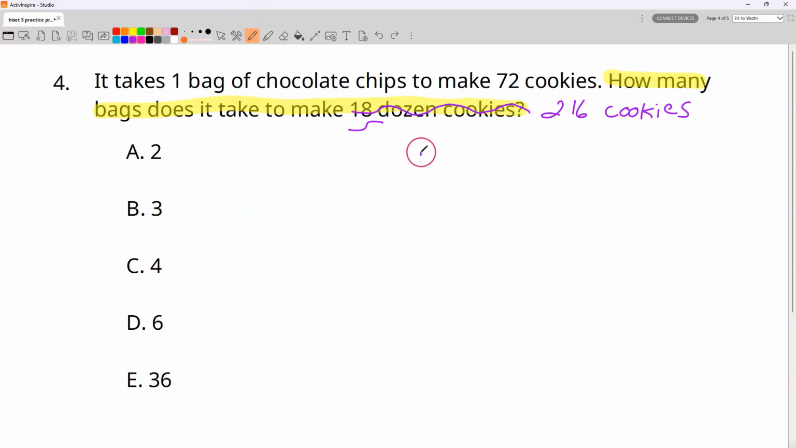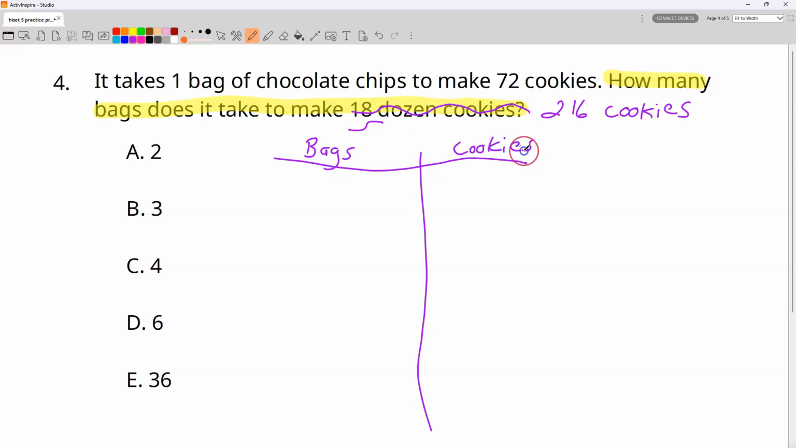Now that I've got that, I love tables. I'll call this bags cookies. Really, I should label this bags of chocolate chips, and this is the number of cookies. So let's go back here. It says 1 bag of chocolate chips makes 72 cookies. So if I have 1 bag of chocolate chips, I can make 72 cookies.